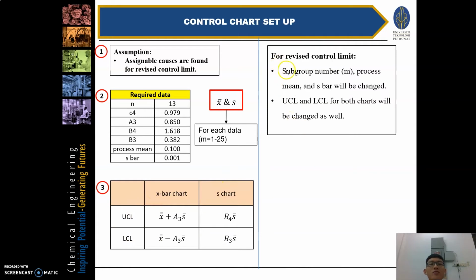For the revised version of the control limit, the subgroup number, process mean and S bar will be changed according to the number of data points that have been eliminated. So for example, initially we have 25 data points, then we found that there are 3 data points out of control, then we will use 25 minus 3, so we are left with 22 subgroups, and the process mean, S bar, UCL and LCL will be changed accordingly as well.